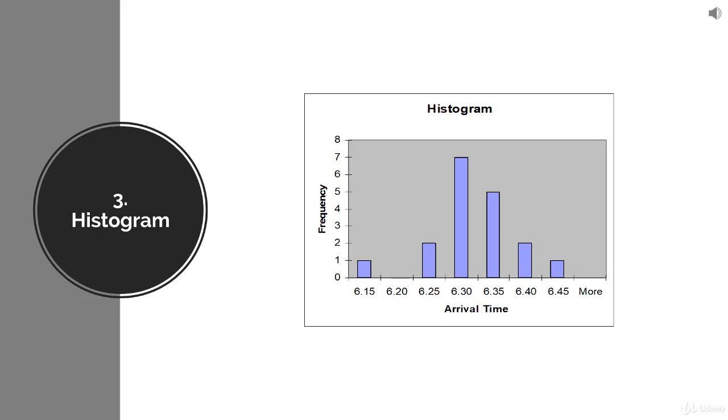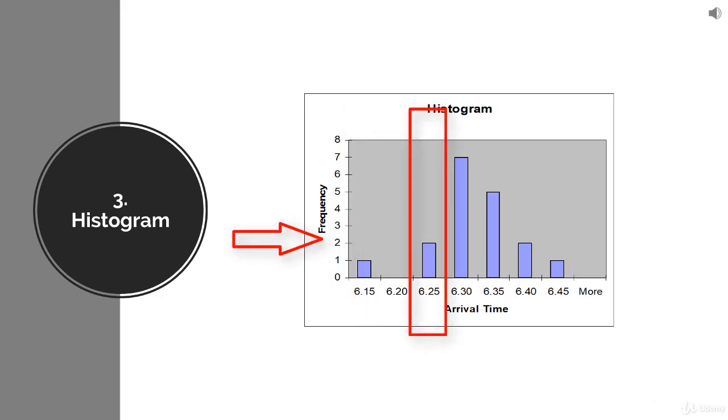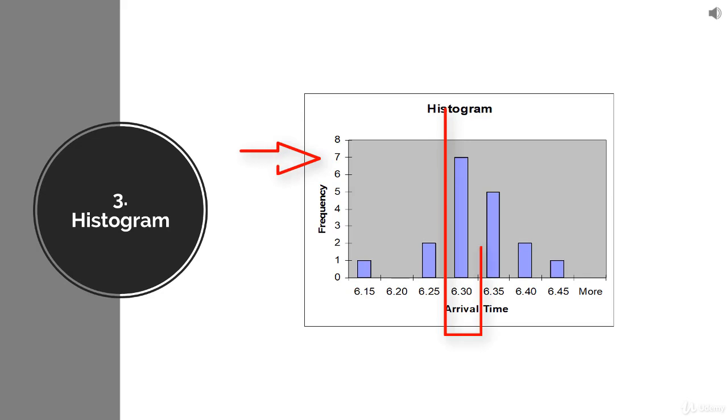If you look at this data, it will show that one of those 18 days I reached office at 6:15. 2 days I reached at 6:25. 7 days I reached at 6:30. So basically this shows the trend. One thing it shows is the center point, that on the average, yes, I reach somewhere around 6:30 only.